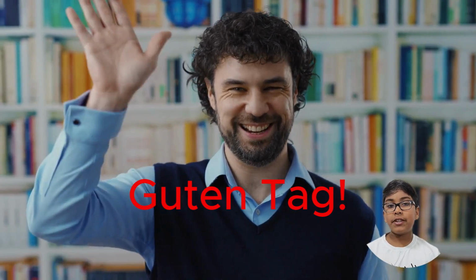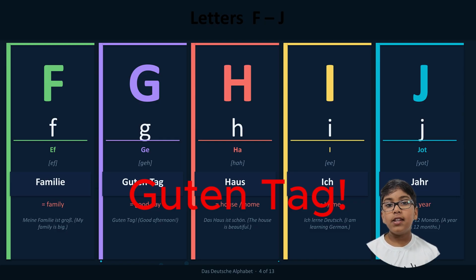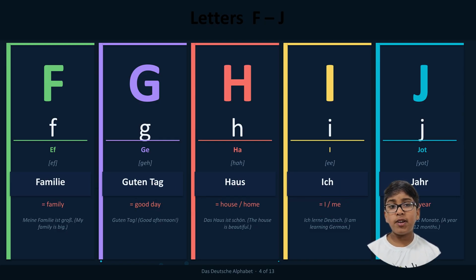Guten Tag. H, pronounced as ha. In German, H is always breathed out. It is never silent like in some English words. The example word is Haus. Say it. Haus. It means house or home. Das Haus ist schön. The house is beautiful.